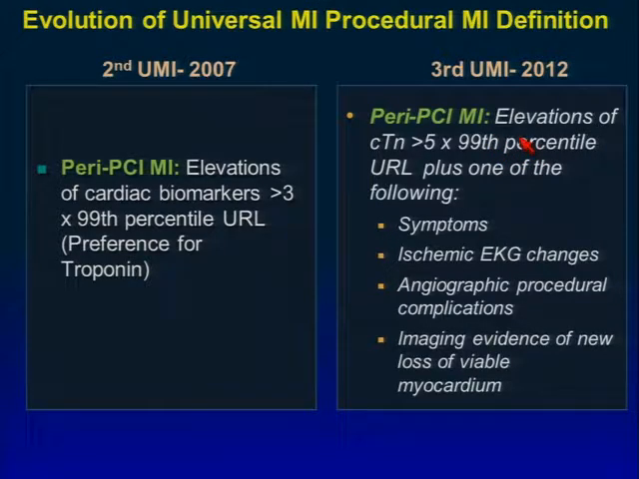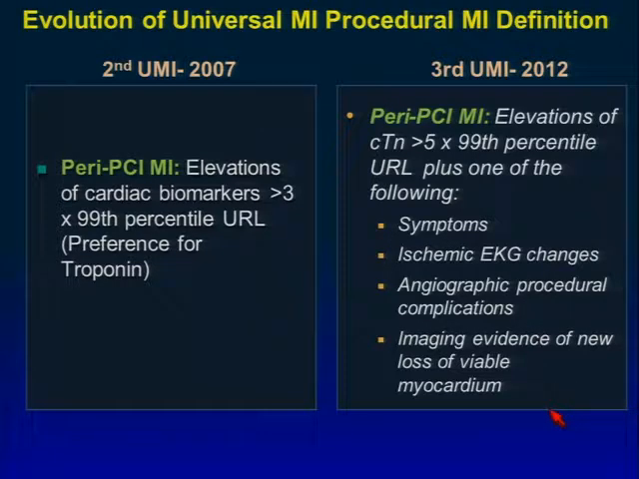So here the definition is elevation. Now the troponin threshold is greater than 5 times 99th percentile. But you also need one other marker. So in other words, there is a move towards more specificity. And this one other marker could be symptoms. It could be ischemic EKG changes. It could be angiographic procedural complication, or imaging evidence of new loss of viable myocardium.